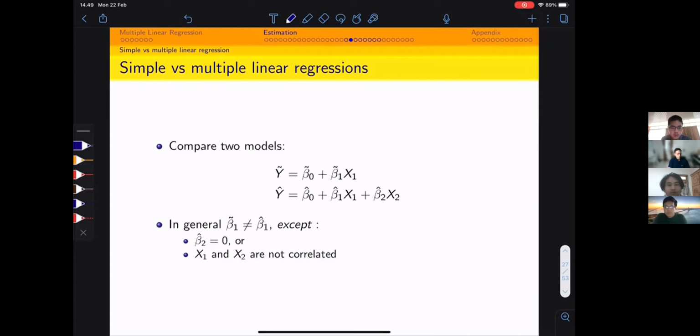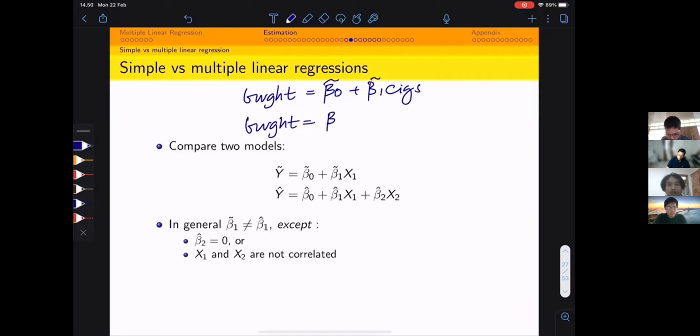Okay, so let's go with the birth weight, okay? So we have two models. The first model regresses birth weight on the number of cigarettes smoked per day during pregnancy. The second model is going to be quite similar, but in this particular model, I'm just going to add one more explanatory variable, in this case family income.